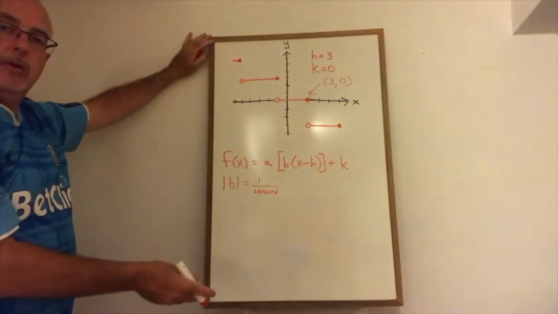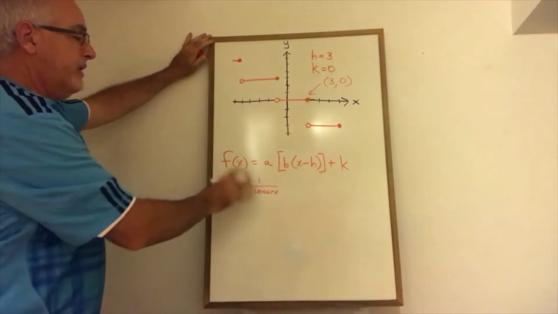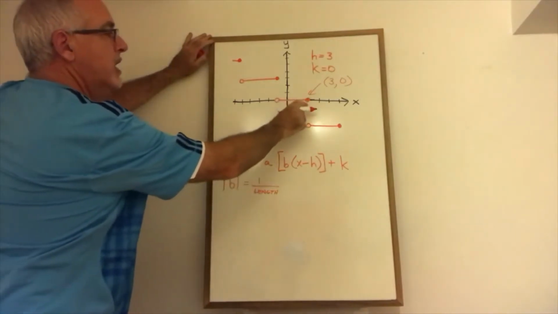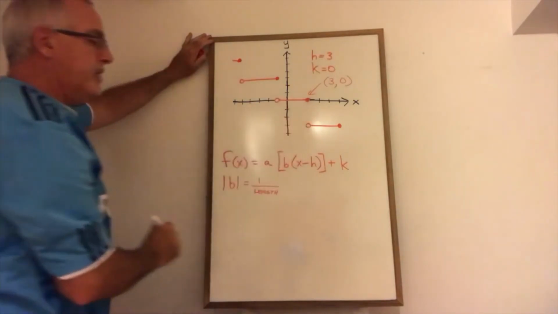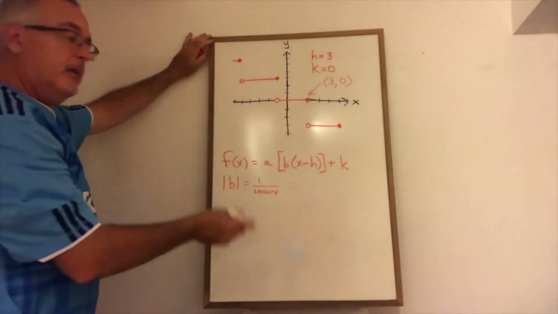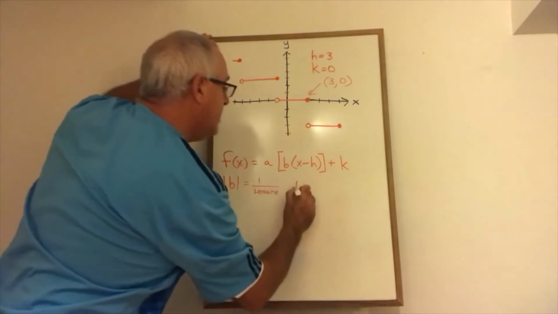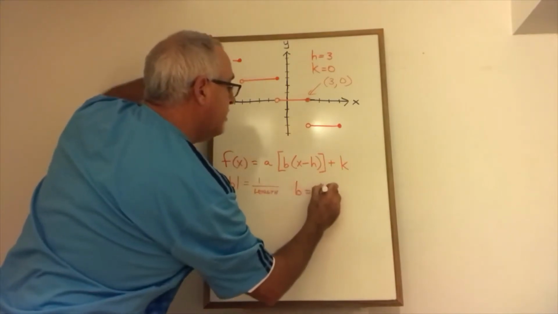Is it positive a quarter or negative a quarter? For that, I look to see whether the steps are closed on the right or closed on the left. These steps are closed on the right, therefore b is negative. That gives me enough information to realize that my b in this case is -1/4.